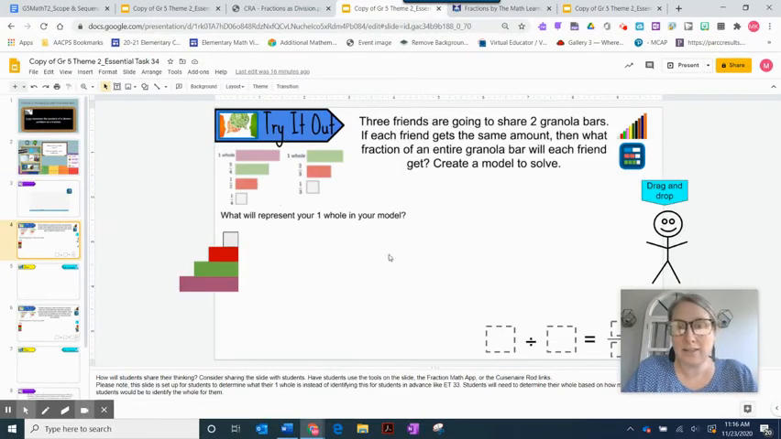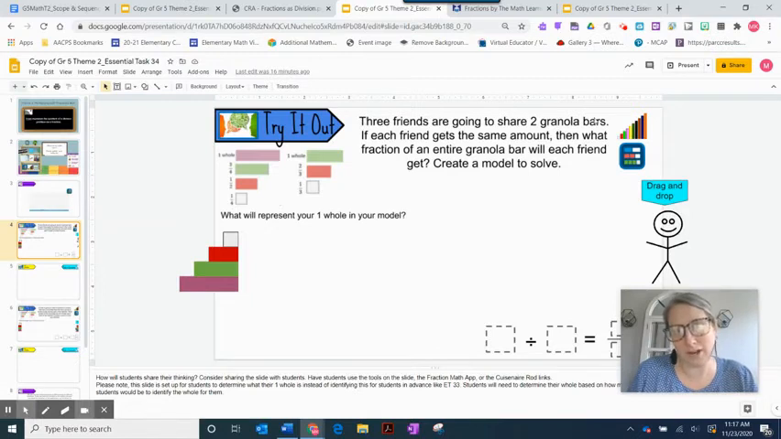You'll notice in these, there are a few different options. The difference here is the whole is not defined for students. So they need to figure out, do I need my purple rod to be my whole? In other words, am I doing fourths or halves? Or do I need my green rod to be my whole? Am I doing thirds?